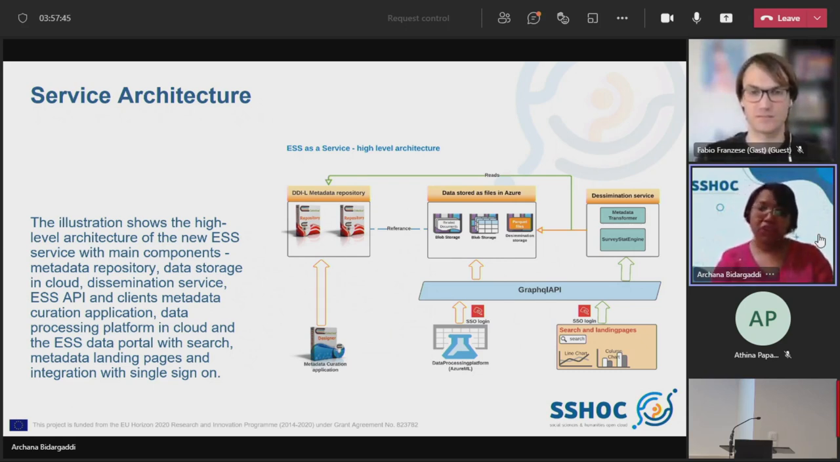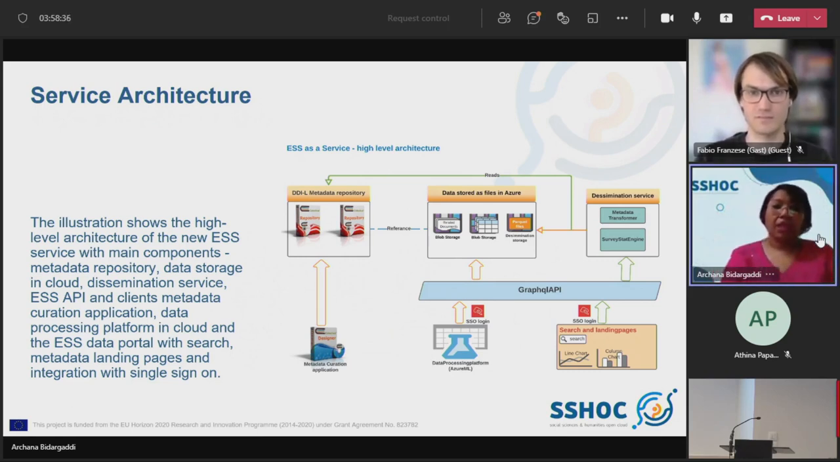And we have a service stack engine, which is the brain of all analysis and download. It reads metadata from the repository, has access to the data files in the Azure blob storages, and can make analysis, build custom files, and also prepare files for download. All this connection between the client and the service stack engine goes through GraphQL. And we have built a single sign-on for users to log in using multiple accounts: Google, EduGain, and also ESS accounts. This is the basic service architecture.